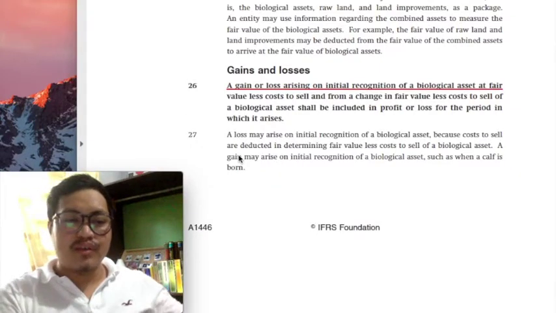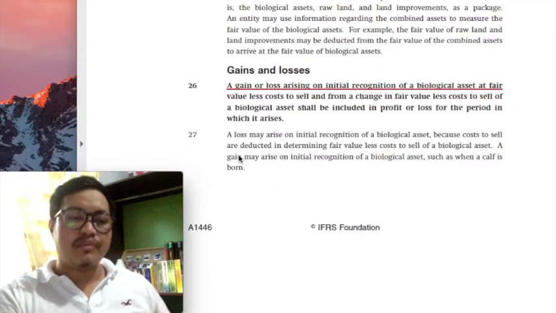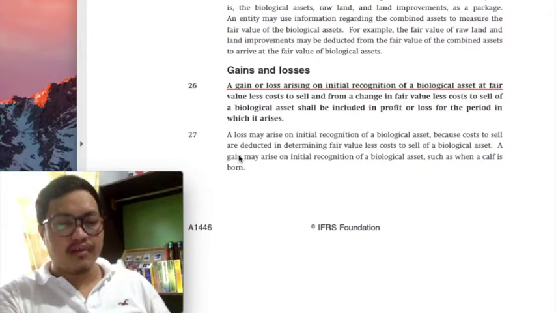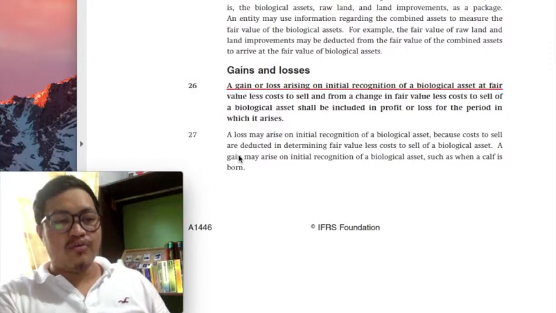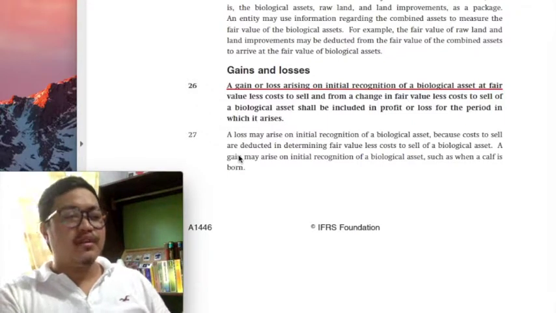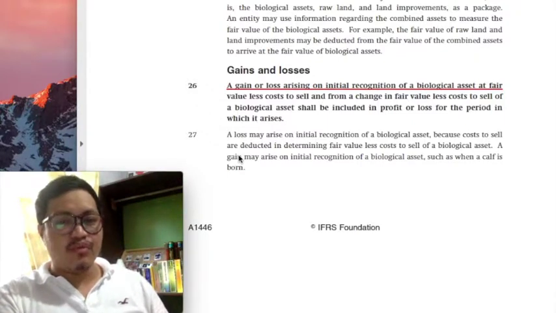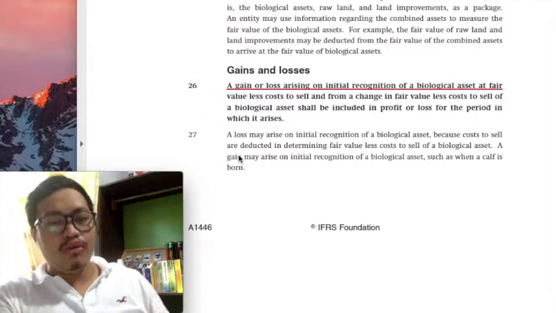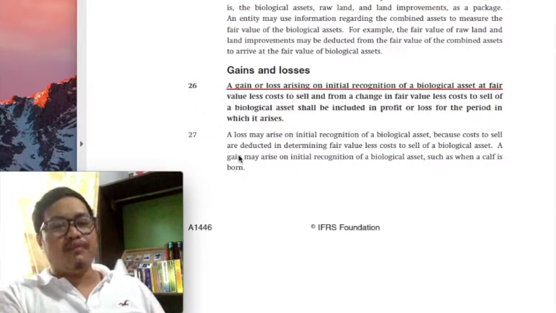What else would other students think? When presented with the option, class, that it could be presented in your other comprehensive income, some students would entertain that idea. Okay, but I hope you'll remember the discussion from past one, class, as to the items that will be reported in your other comprehensive income. Gains and losses from biological assets is not one of them. So it would be very easy for you to remember that the gains and losses here would be reported in your statement of profit or loss.